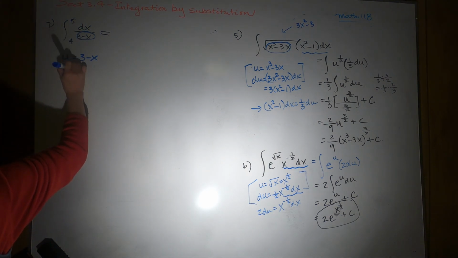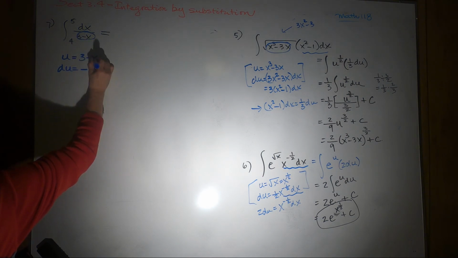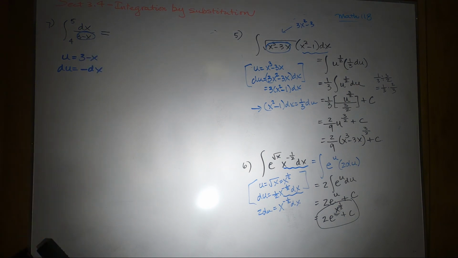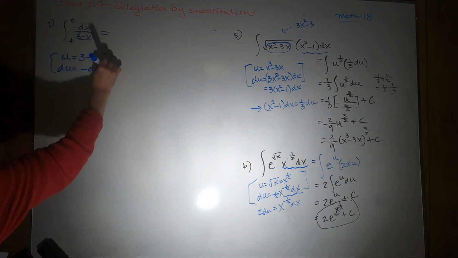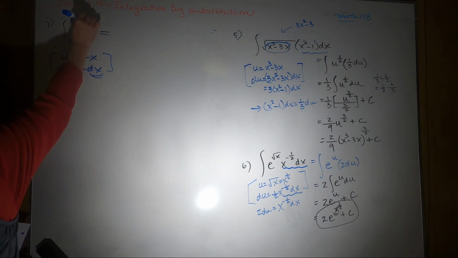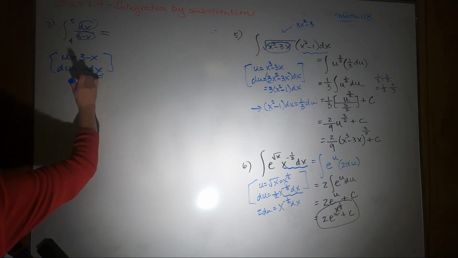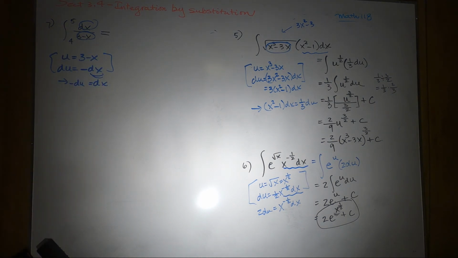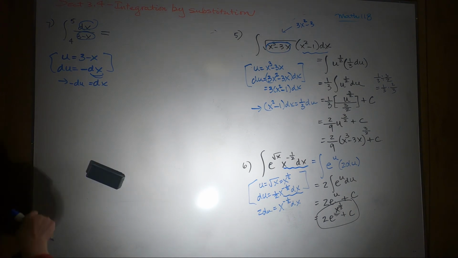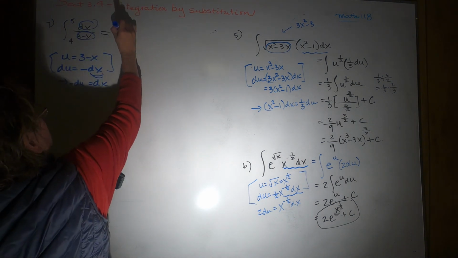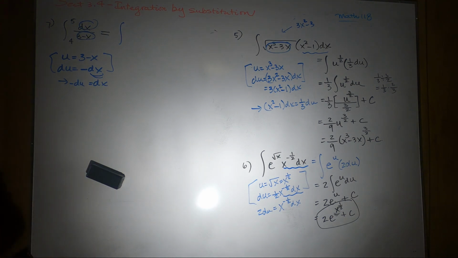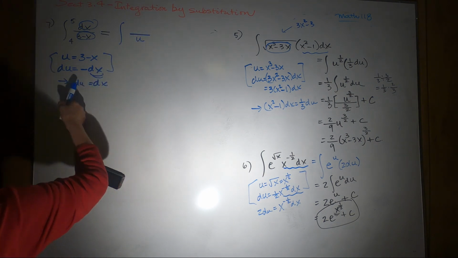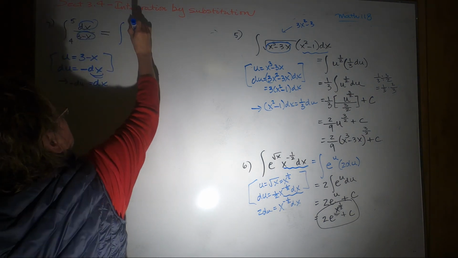Then if I do that, my du would be what? Negative 1, negative x. Is that right? So that's what we have. But what we want is dx to replace here. So then you will have what? dx equals what? Negative du, right? So we put it back over there. So what do we have? 3 minus x is your u, and dx is what? Negative du, right?